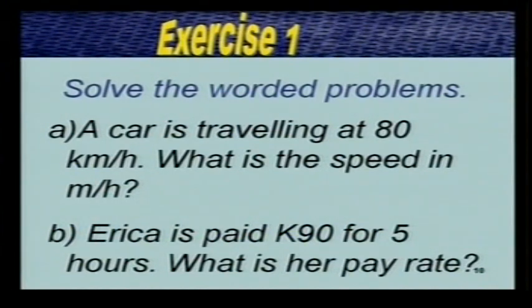Okay, good. Someone has got the answer correct. Thank you. You're going to change 80 kilometers into meters. Okay? 80 kilometers into meters. I gave you a hint that when converting a bigger unit to a smaller unit, you multiply. Okay, kilometers to meters. How many meters in 1 kilometer?